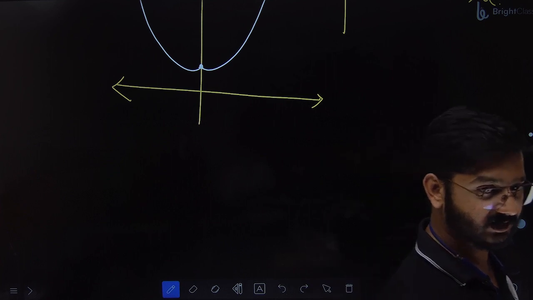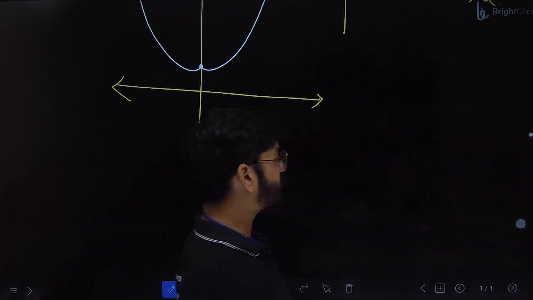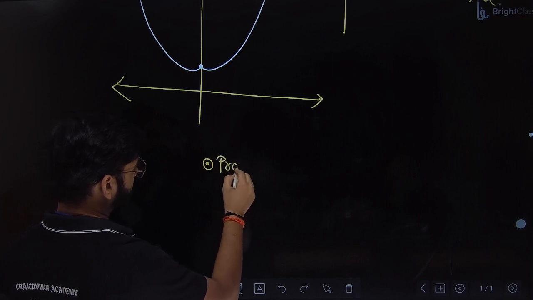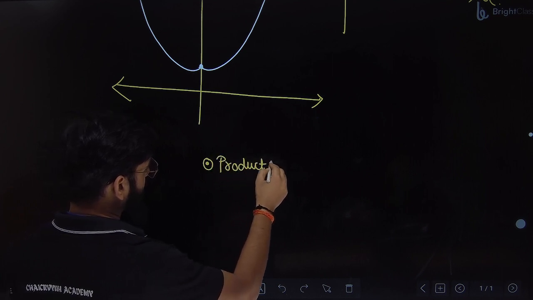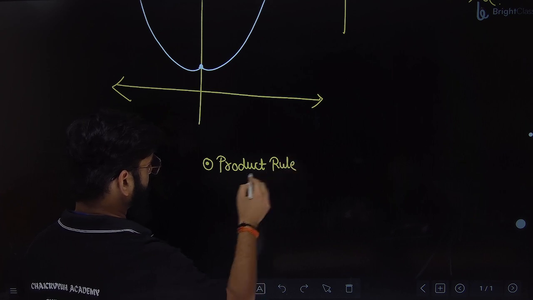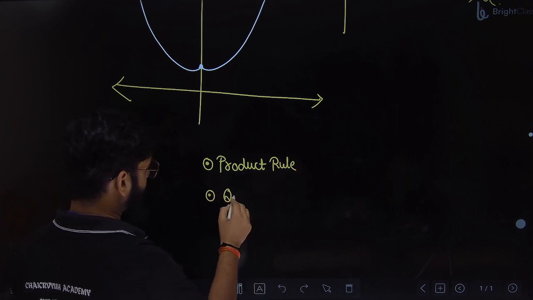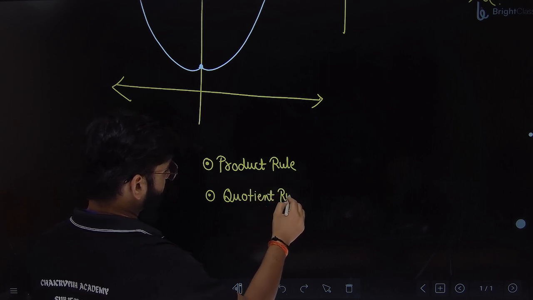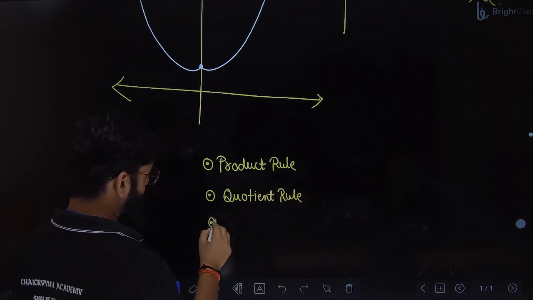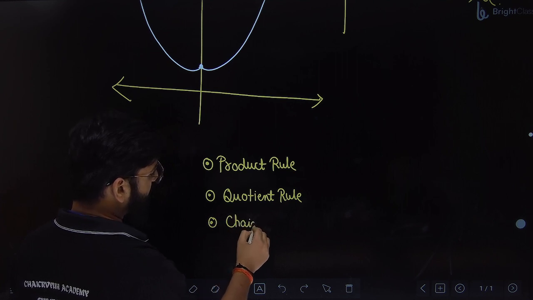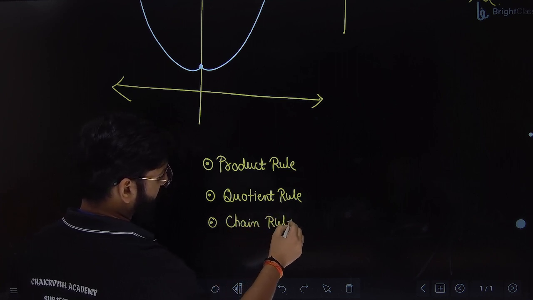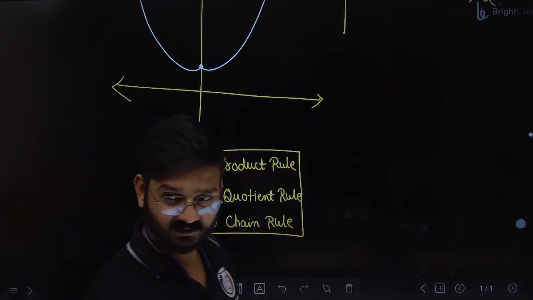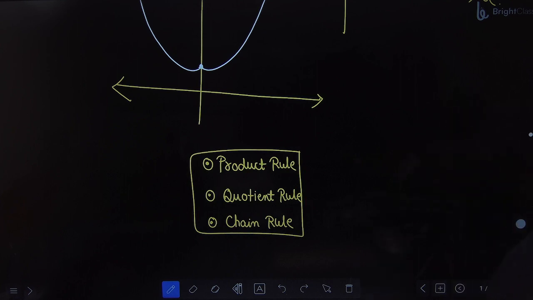Differentiation is a part of differentiability. So which rules should you know first in differentiation? Product rule, quotient rule, and the last rule which you need to know is chain rule. These three rules should be on your fingertips. I will explain when I'm explaining the numericals. So wherever you have doubt, you can ask me at that time.